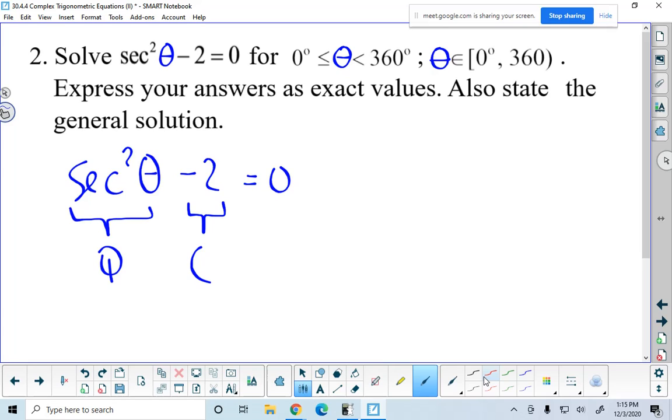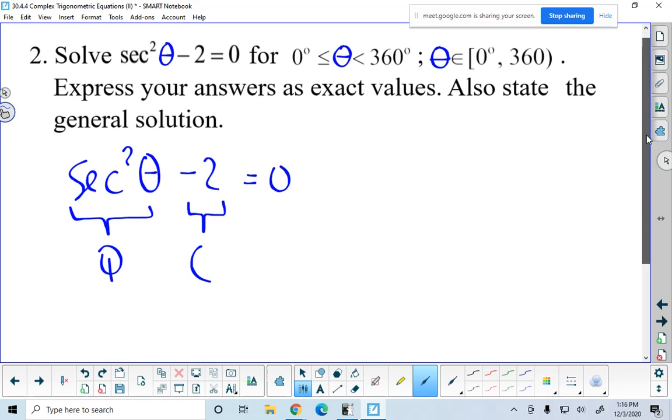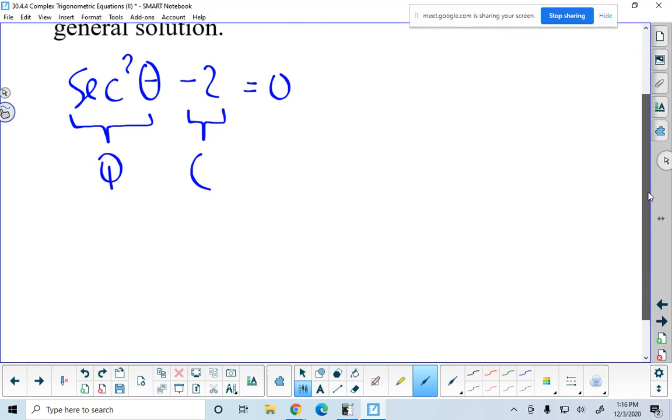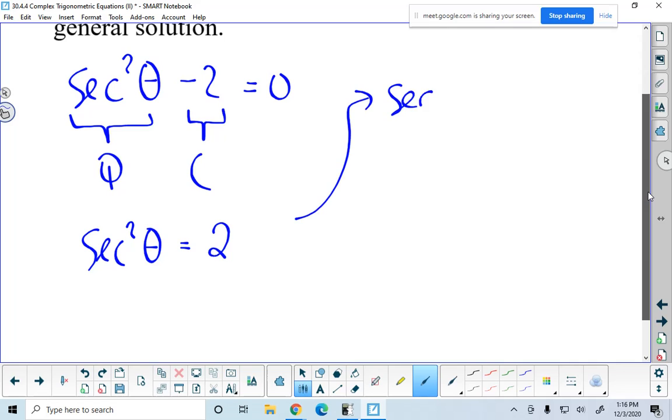So if you were to look at that picture you took, or maybe you wrote it down earlier, in this particular case, how you solve this is you simply rearrange by moving the constants to the other side and then taking the square root of both sides. So we get secant of theta equals plus or minus root 2.